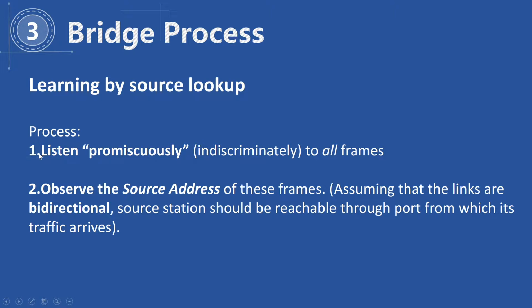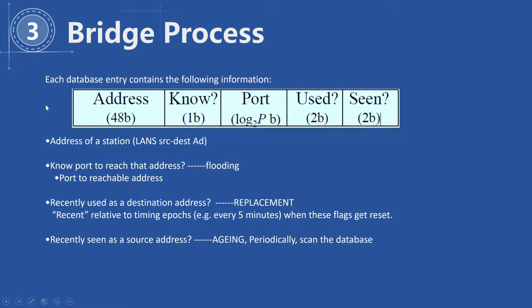The first process is listening promiscuously to all the frames so that the bridge can learn all the information from the frames. They also need to observe the source address of the frames, assuming that the links are bidirectional. That's an example of the bridge process.